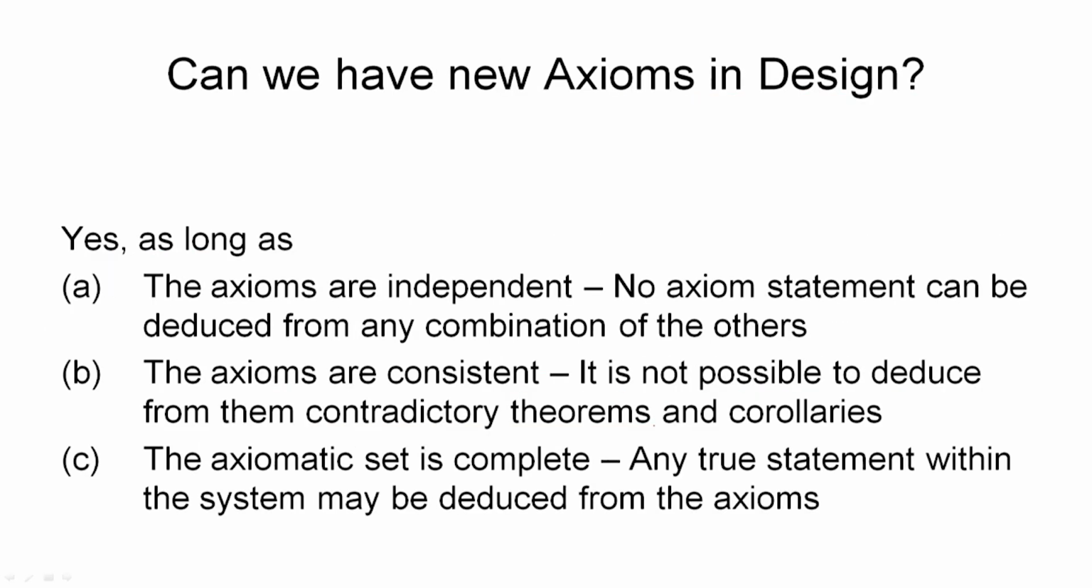You may ask me, sir, can we have new axioms in design? You have only talked about 2 axioms. Yes, you can. Of course, so far these are the 2 that people have generally found to be true. You can have a next one, but keep in mind the axioms are to be independent. Your axiom should not get interfered with by the first 2 axioms, and no axiom statement can be derived from any combination of the others. The axiom set should be consistent also. If you find any contradiction from the axiom, then it is no longer an axiom. An axiom set should be complete also. So, these are all important properties that are needed.